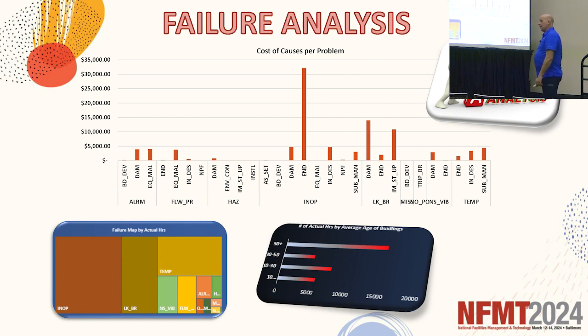You can also look at a tree map and find the bad actors readily and quickly. You see right here, inoperable is number 1. Leak and breach is number 2, just by the size of the box. Great thing about this is your reporting structure can be done right in Excel. You don't have to get crazy with some kind of Tableau or Power BI or Qlik reporting if you want something quick and easy. And like we talked about, age catches up with everybody.